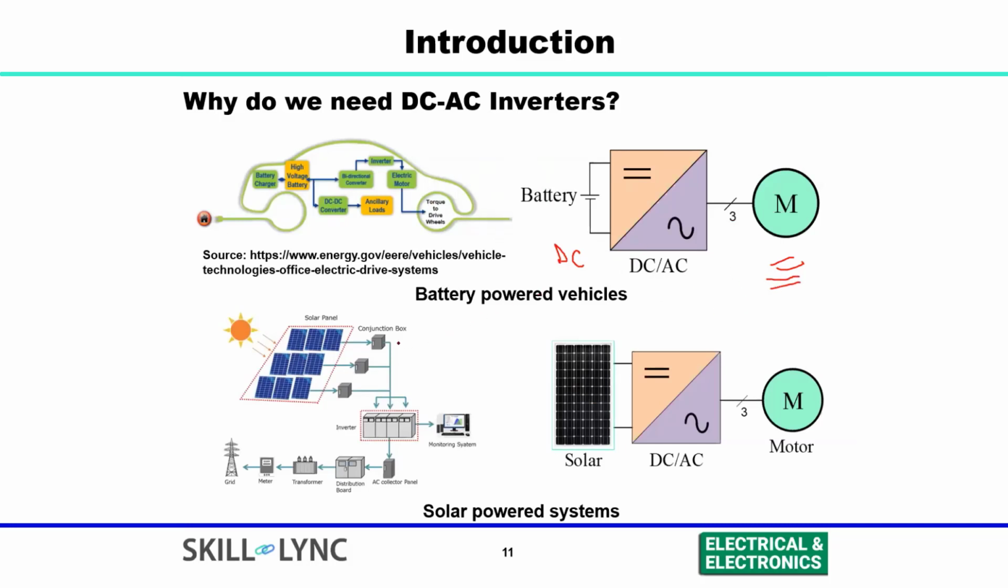Okay. Similarly, in solar, we have a DC source, and we need to connect to a grid, which is an AC source. Here the inverter plays a role to convert DC to AC. So these are the grid connected solar applications. And there are some applications such as solar water pump systems, which we use for agriculture purposes. We have a DC source here, and we need a motor which requires an AC source. So this converter plays a role to convert DC to AC.